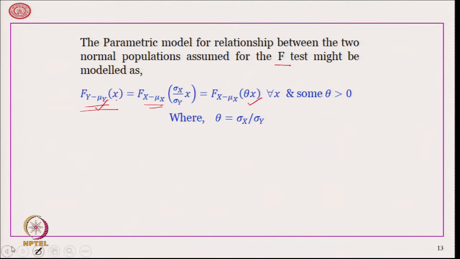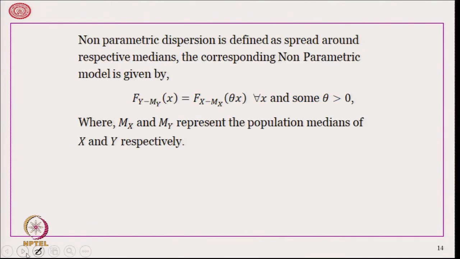Why have we used this particular expression? It is only to correlate it with the non-parametric method. In non-parametric also, the dispersion is defined as spread around the respective medians, and the corresponding model is given by F_(Y minus m_y), where m_y is the median of Y, equal to F_(X minus m_x) at x/theta, where theta is greater than 0. So, this is what we want to test.